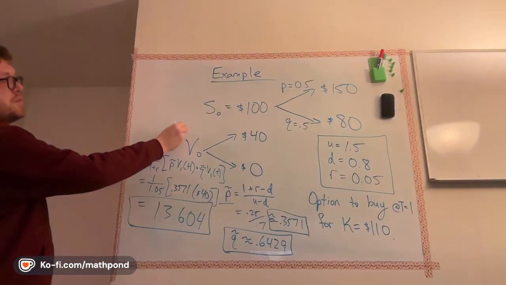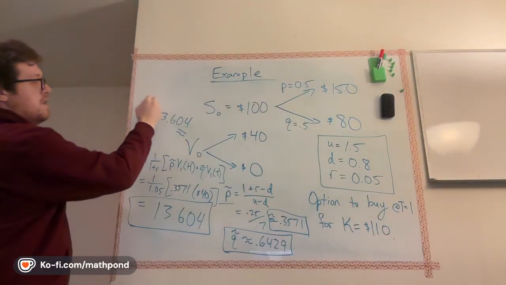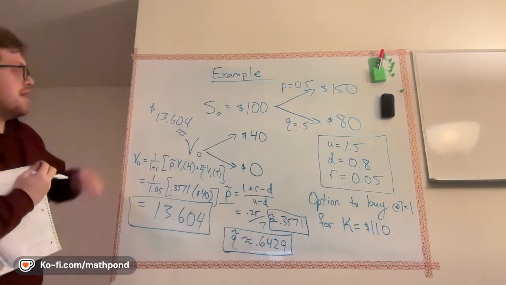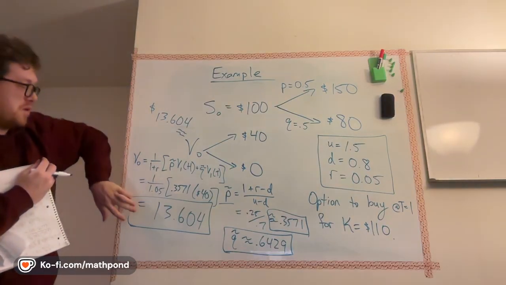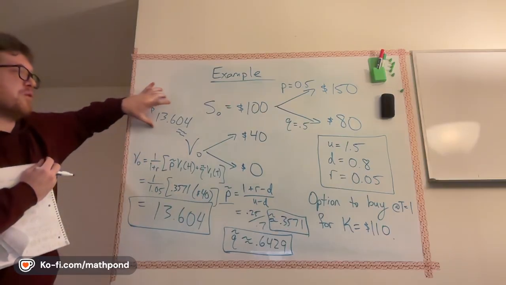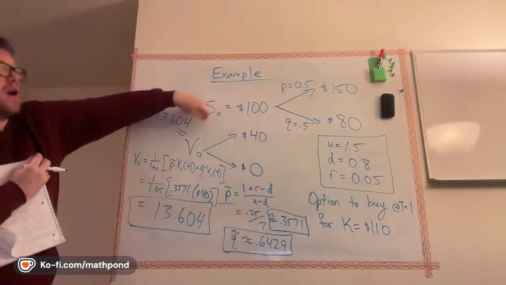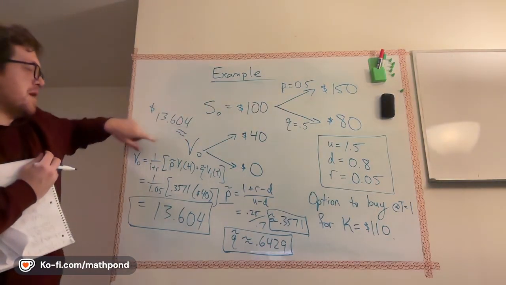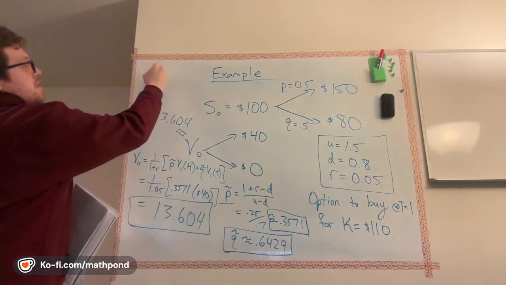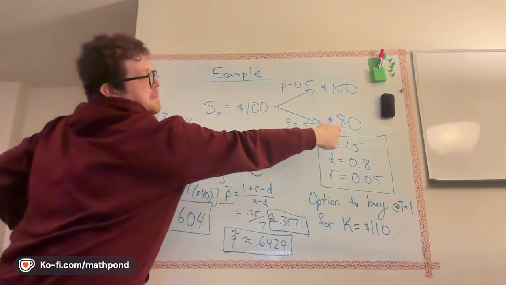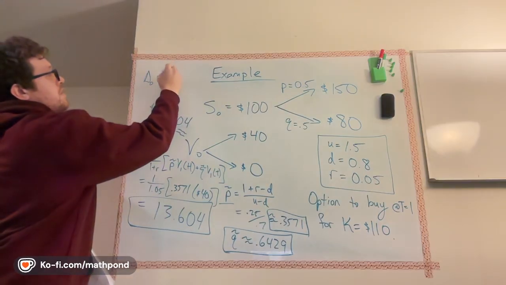So this should be approximately $13.604. And if we had $13.604 exactly, or whatever this number would be exactly, we could create a portfolio that would have us borrowing some amount of money, buying some amount of stock. How much stock would we have to buy? We'd have to buy delta 0, which is 150 minus 80, which is 70, over the difference here, which is 40. 70 over 40.